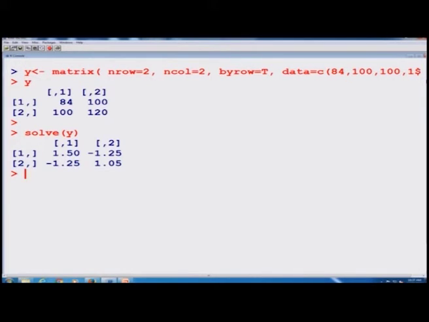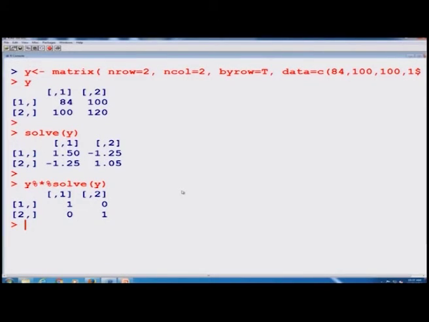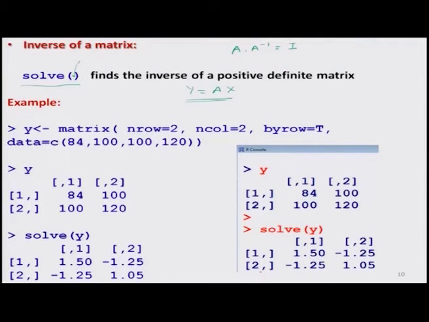And if you want to verify whether this is really an inverse or not, let us multiply y and solve y together. So, y, matrix multiplication, solve y, and let us see, I get an identity matrix. So, you can be sure that solve gives us the inverse of the matrix.